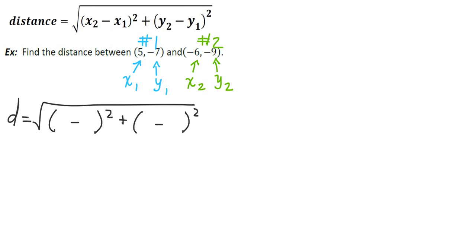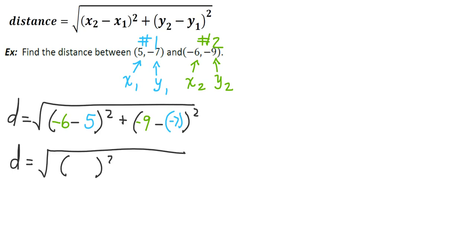We are substituting in the x-coordinate of the second point first, so that's -6. Then we'll substitute in the x-coordinate of point number 1, which is 5. And then we'll go to the next grouping and substitute in the y-coordinate of point number 2, and then the y-coordinate of point number 1. Now we just have to simplify carefully using correct order of operations. Let's work inside the grouping symbols.